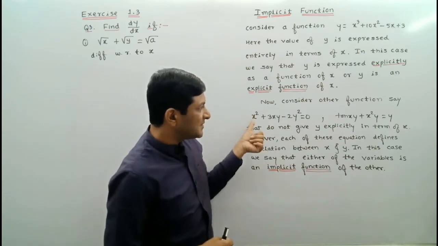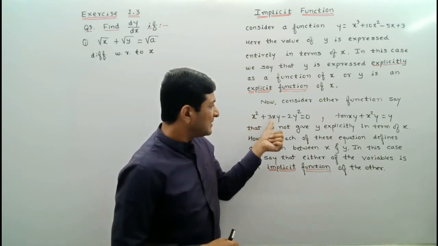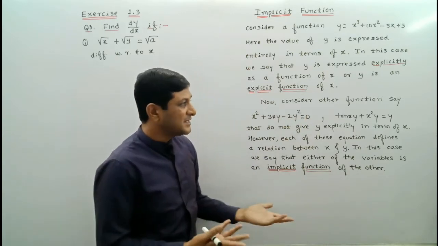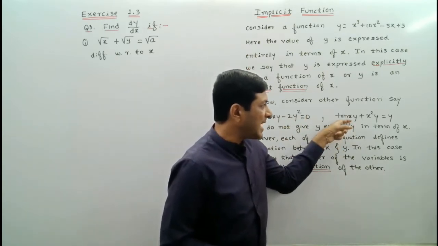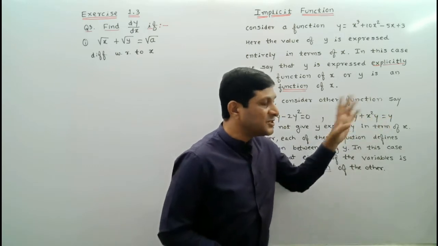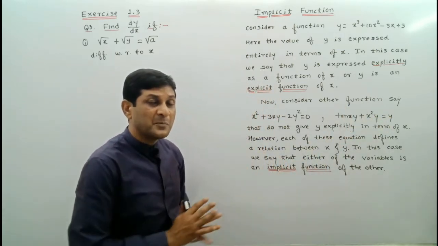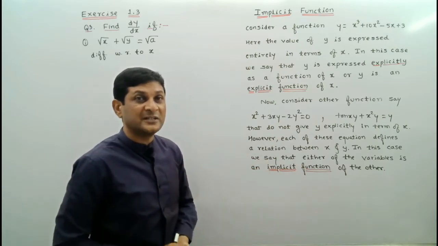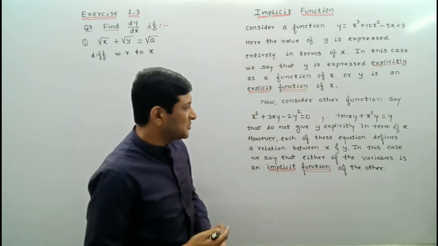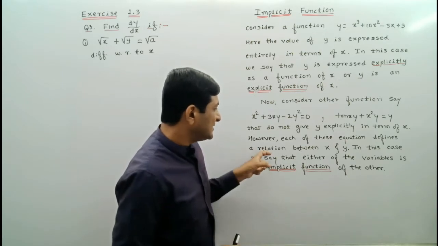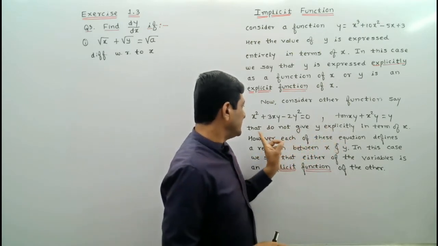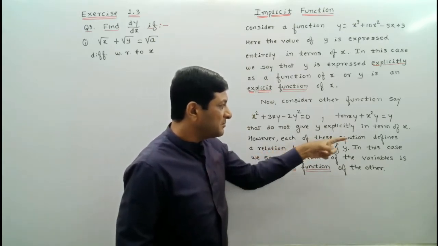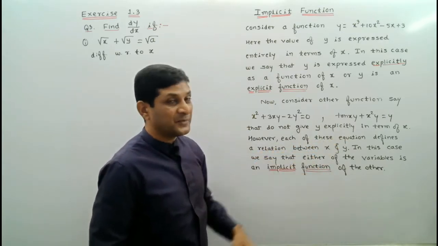In this case, what is the function here? X square plus 3xy minus 2y square is equal to 0. Or consider another example, tan xy plus x square y is equal to y. Means in both the examples we can observe that value of y is not entirely expressed in terms of what? X. So in such cases we can say that it is nothing but relation that does not give y explicitly in terms of x. However, each of these equations defines a relation between x and y.